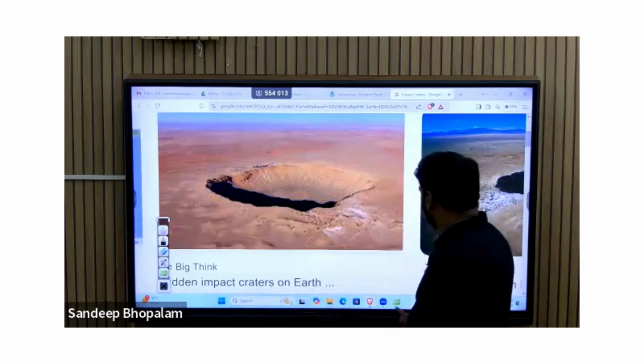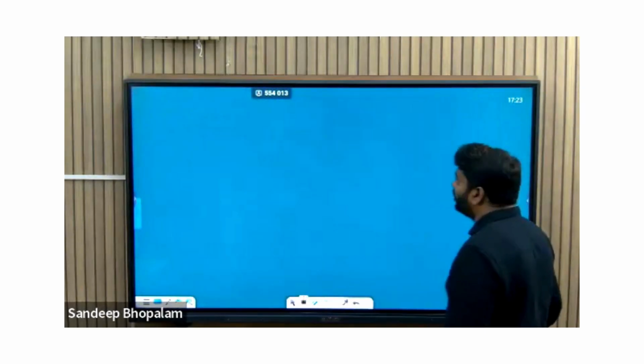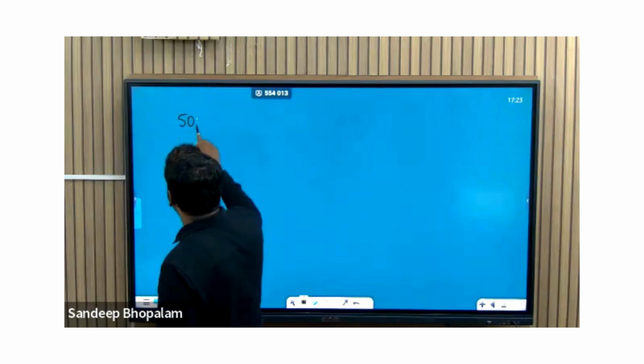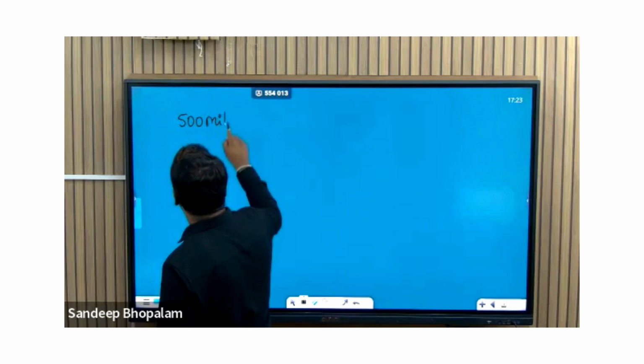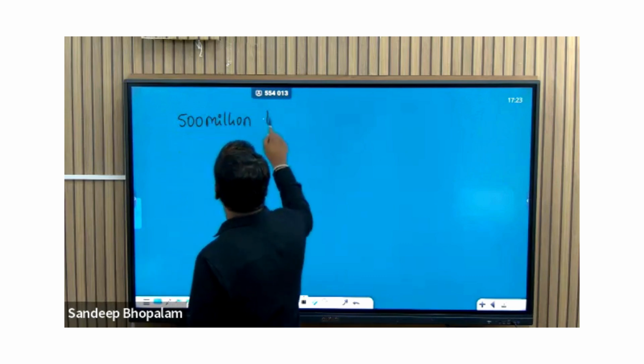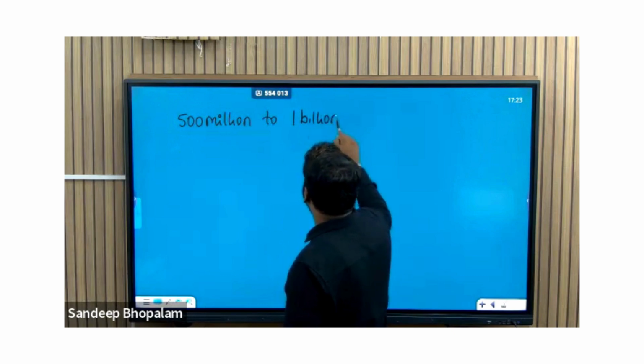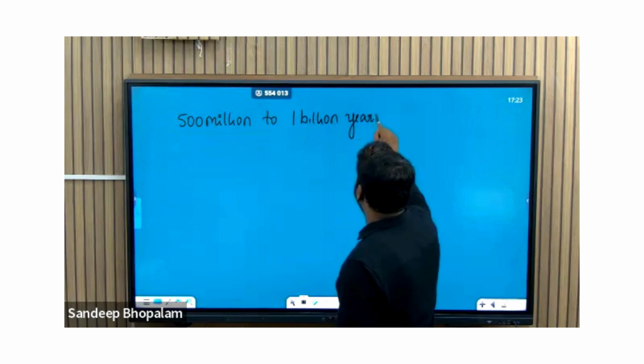Now, when it fell in Australia, what they observed was that this crater is approximately 500 million to 1 billion years old.